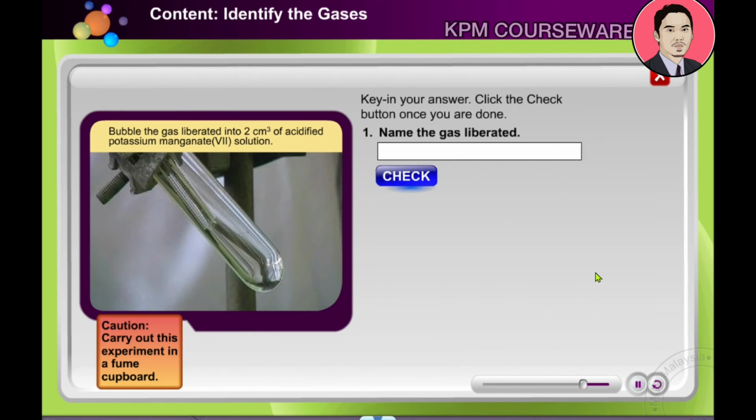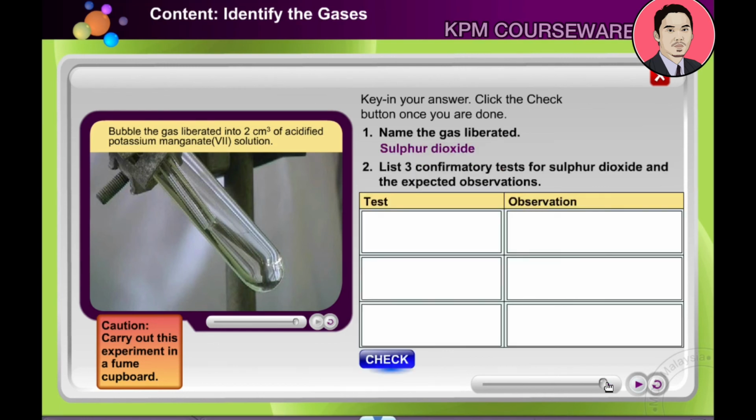Now, answer these questions. Key in your answer, then click the check button to check your answer. Name the gas liberated when hydrochloric acid reacts with sodium sulfite. Expected observation.